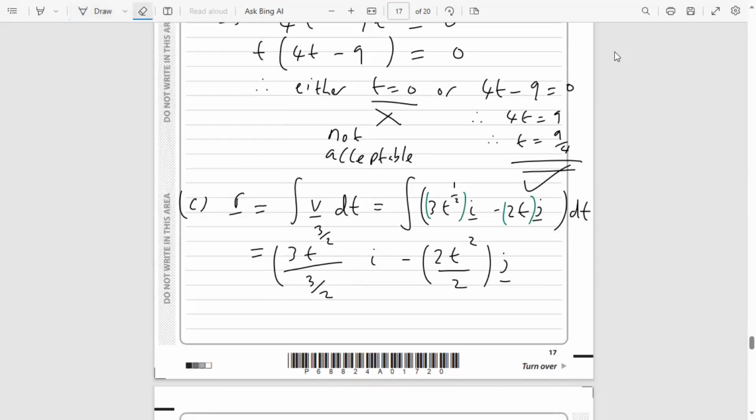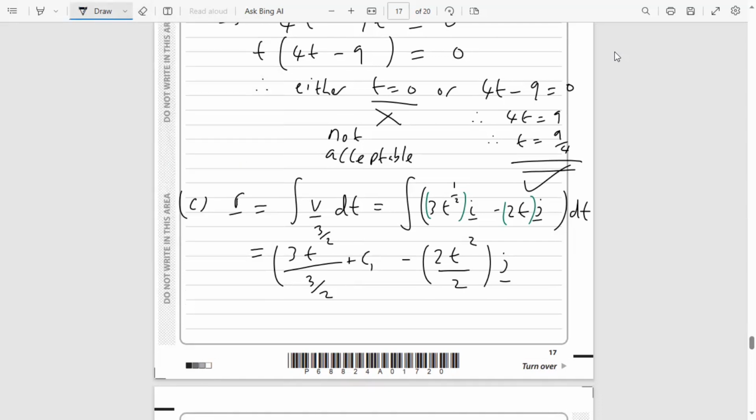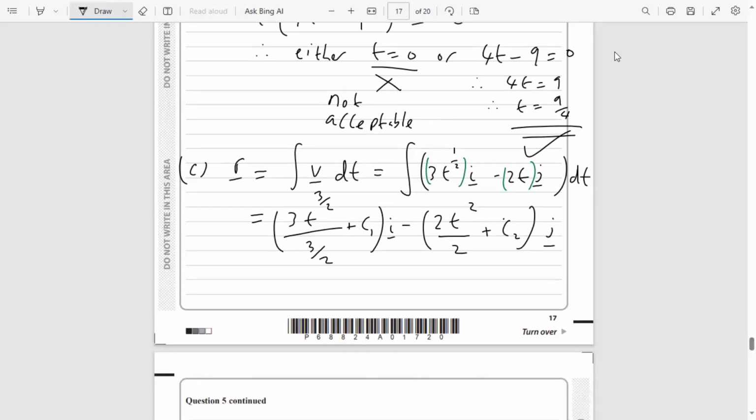So, sorry, let me just rub this out here. What I'm going to do is add a C1 here. So I'll call this constant number 1, and that's in our i direction. And here I'm going to add a C2, a second constant in our j direction. Because remember, when we do indefinite integration without limits, there could be an extra constant that we need to add on. So we just need to add on the constants in both directions because we're integrating the components of both directions.